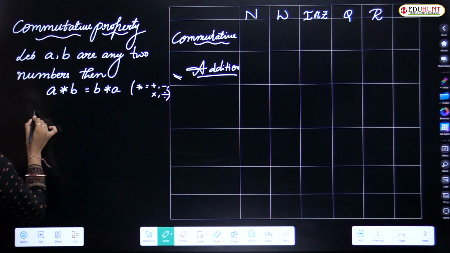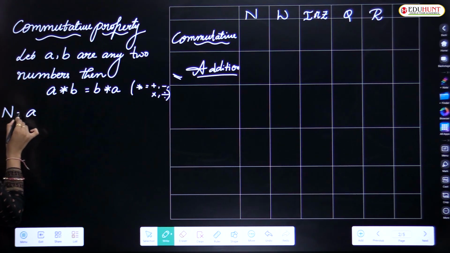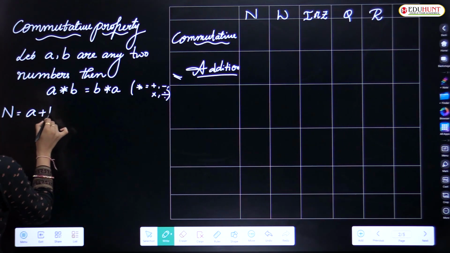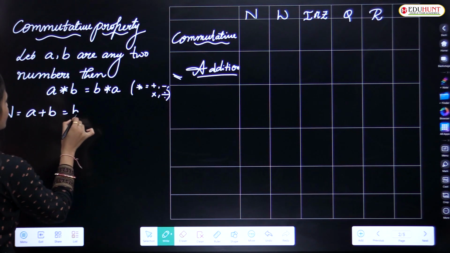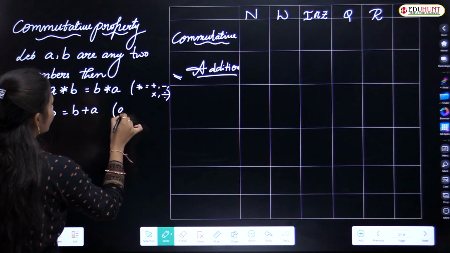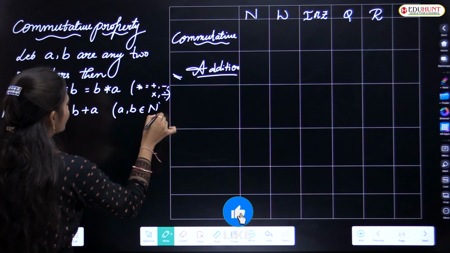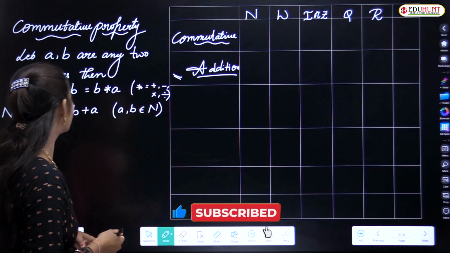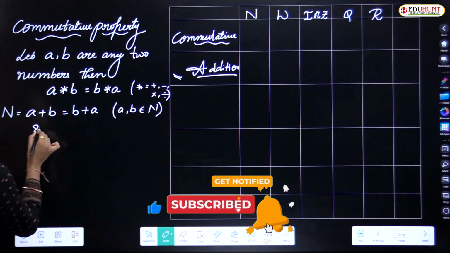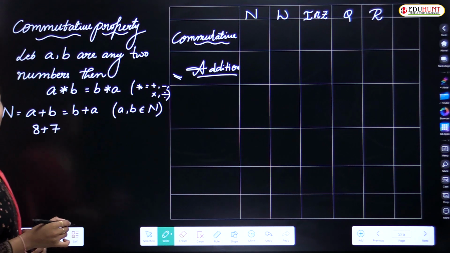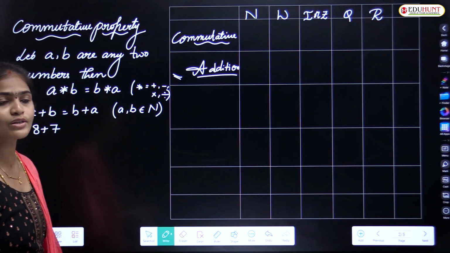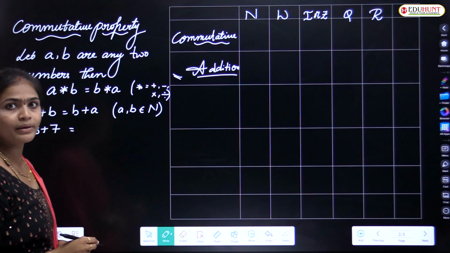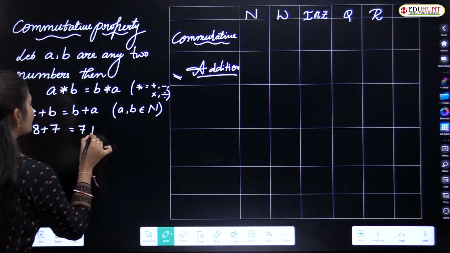So apply addition. Let us discuss natural numbers first. Here A is a natural number and B is a natural number. Then A plus B is equal to B plus A, where A comma B belongs to natural numbers. Let us take A is equal to 8 and B is equal to 7. We know that 8 is a natural number and 7 is also a natural number. So if you add 8 plus 7, what is the value of B plus A here? That is also 7 plus 8.